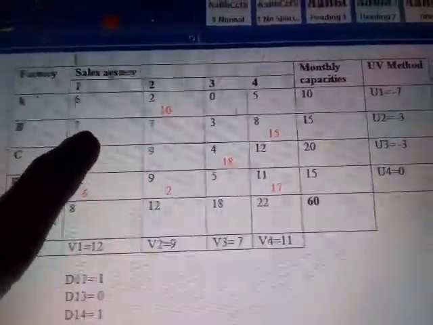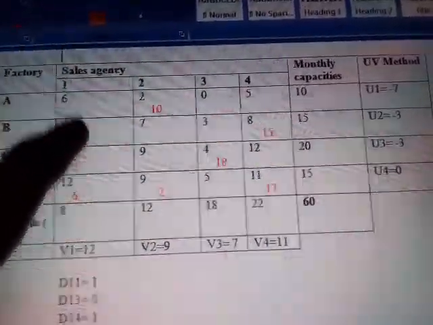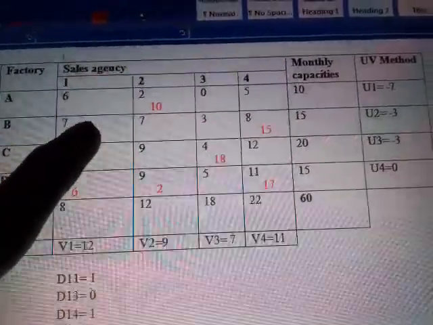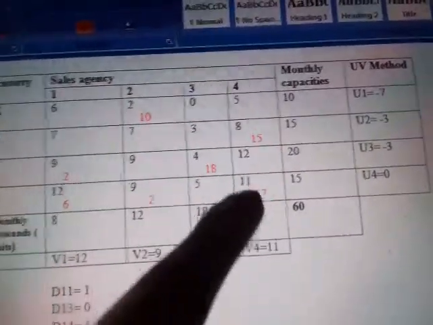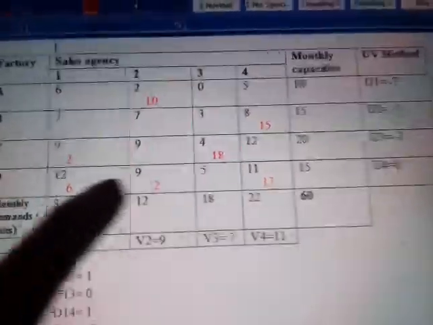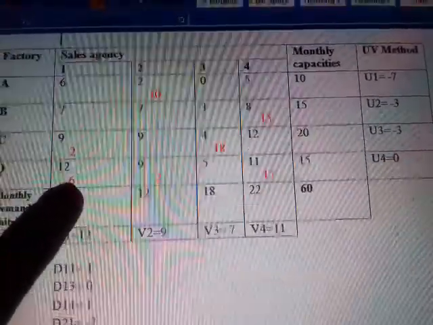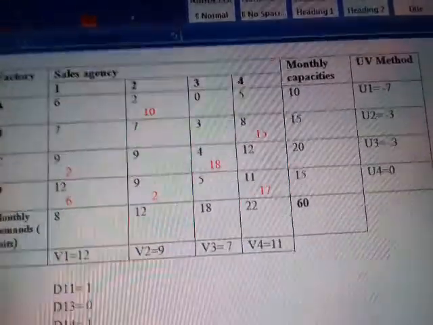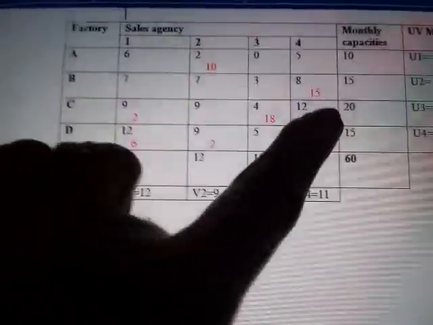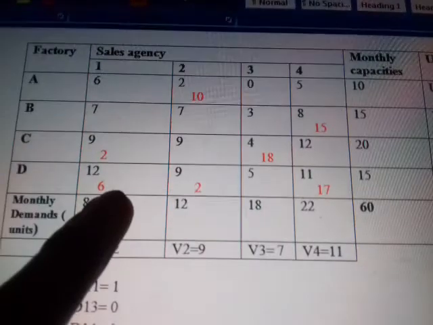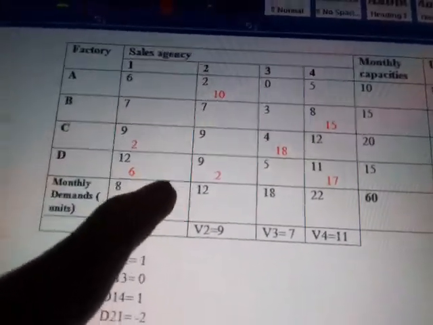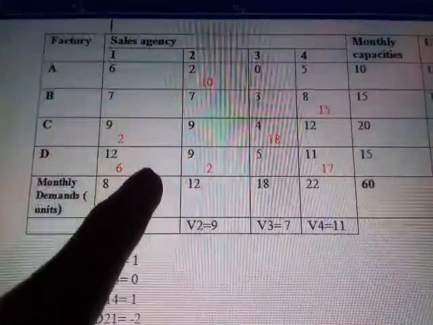After this, you have to check: this is an incoming cell, so you have to put a plus sign, and for this cell a minus sign, for this cell a plus sign, and this one is a minus sign. Then you have to check the minus cells to see which is minimum. Among them, 6 is the minimum allocation. So 6 you have to add here.